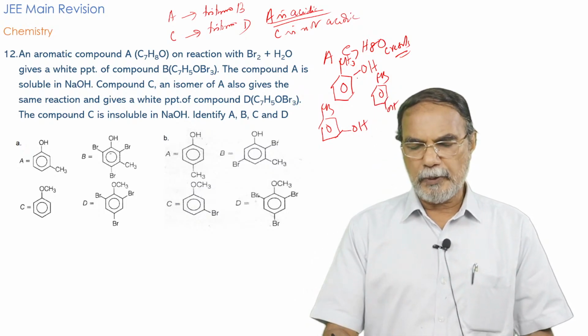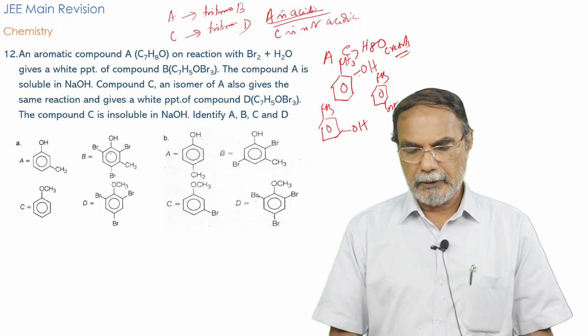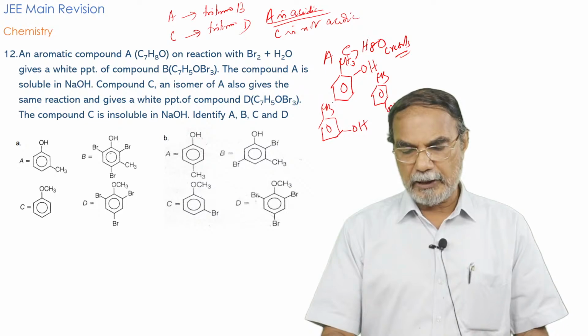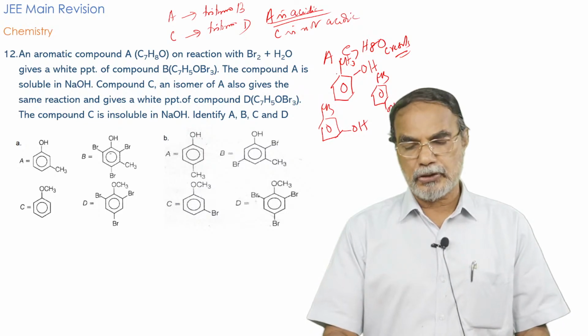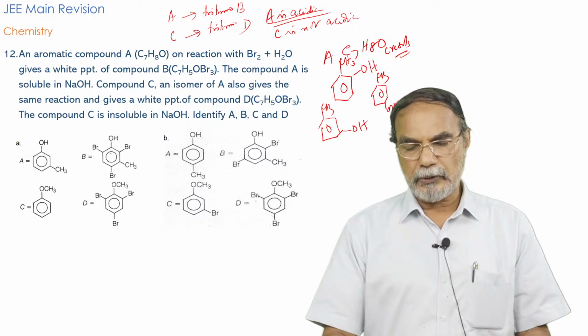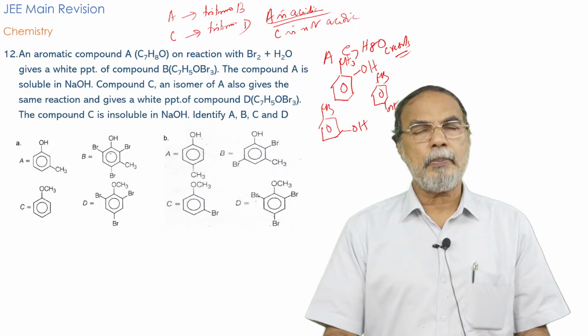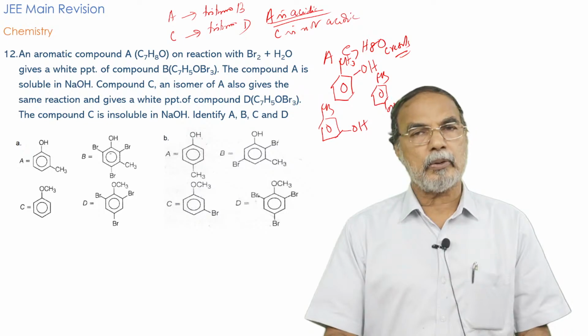The phenolic group, as you know, is ortho-para orienting. Here there is an ortho position, here is a para position, but here there is no ortho position, it's already occupied. So it cannot form a tribromo compound. Now what about this compound? It has two ortho positions, but the para position is already occupied. That means it cannot form a tribromo compound. It will give only a dibromo compound.